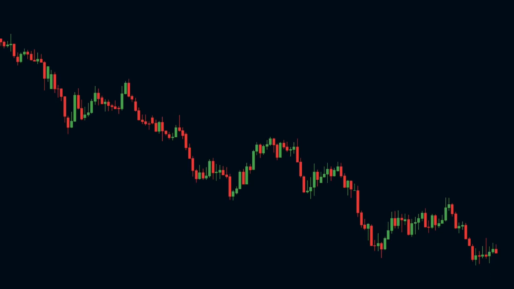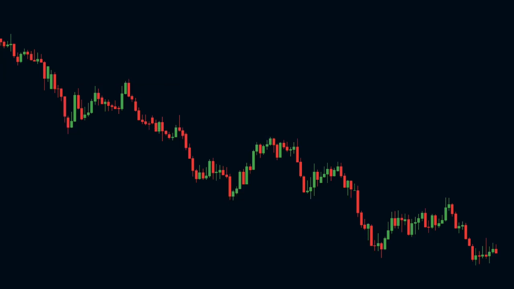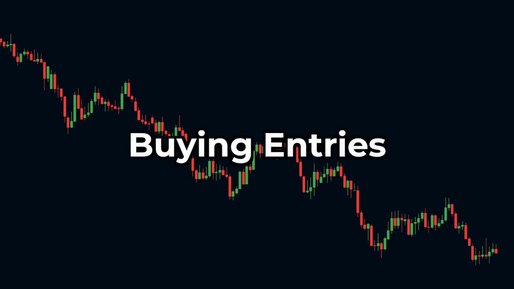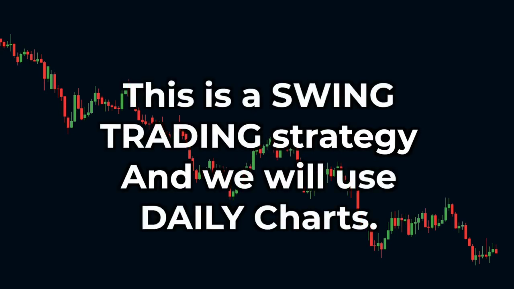Similarly, in a downtrend, we see that the price creates a range, breaks below it, and creates another range below the previous range. For this strategy, we will only be looking for buying entries. This is a swing trading strategy, and we will use the daily time frame for our trading.